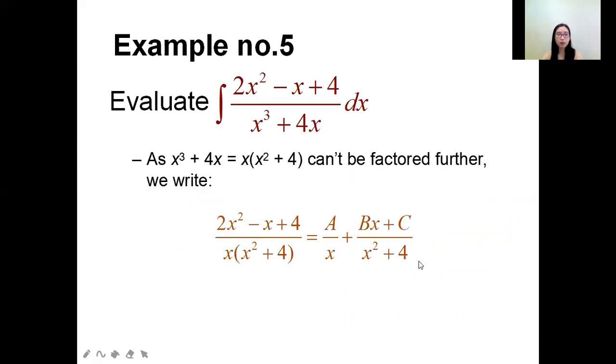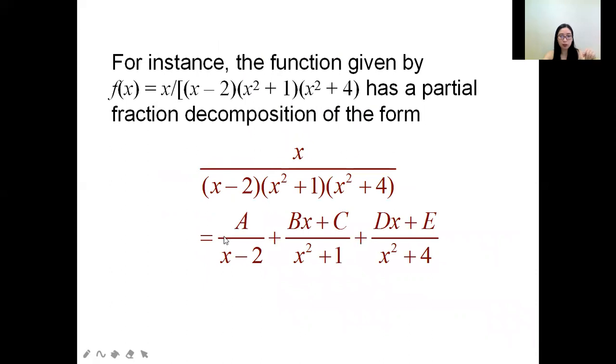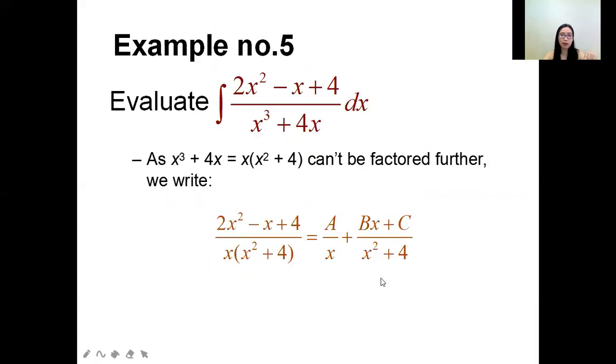So, for example, evaluate the integral of 2x squared minus x plus 4 over x cubed plus 4x dx. First, let us look at which has the greater degree, numerator or denominator. Looking at it, the degree of the denominator is greater. Therefore, we do not perform long division. So, we can use partial fraction decomposition in the form of equation or formula 9.